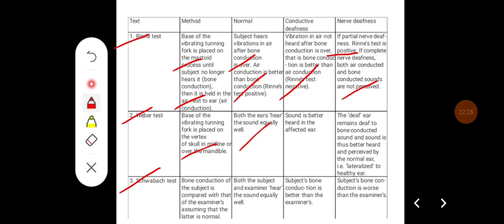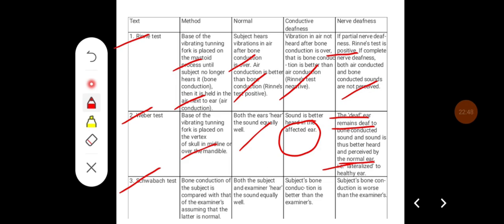In conductive deafness, sound is better heard in the affected ear, whereas in nerve deafness, the deaf ear remains deaf due to the bone conducted sound, and sound is thus better heard and perceived by the normal ear. That is, it is lateralized to the healthy ear.